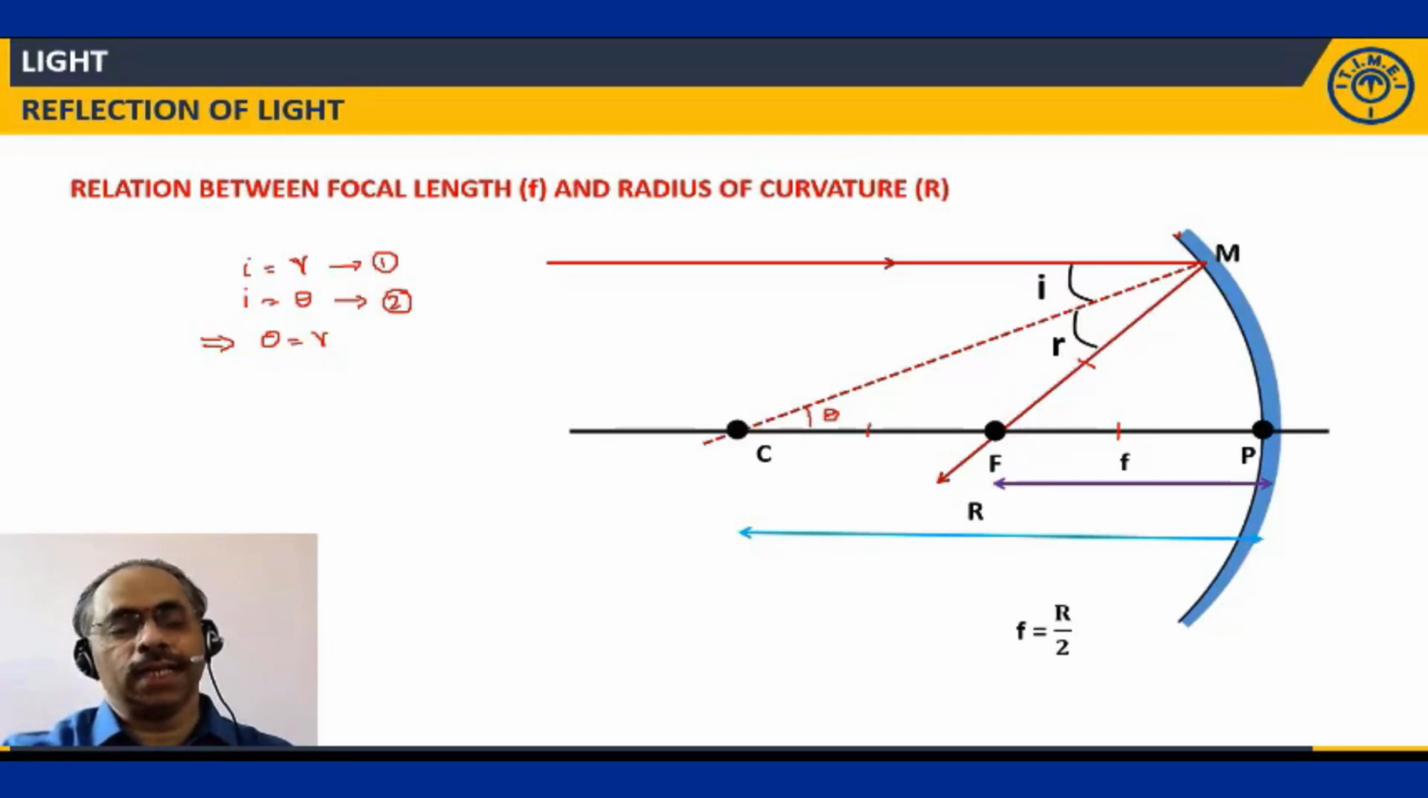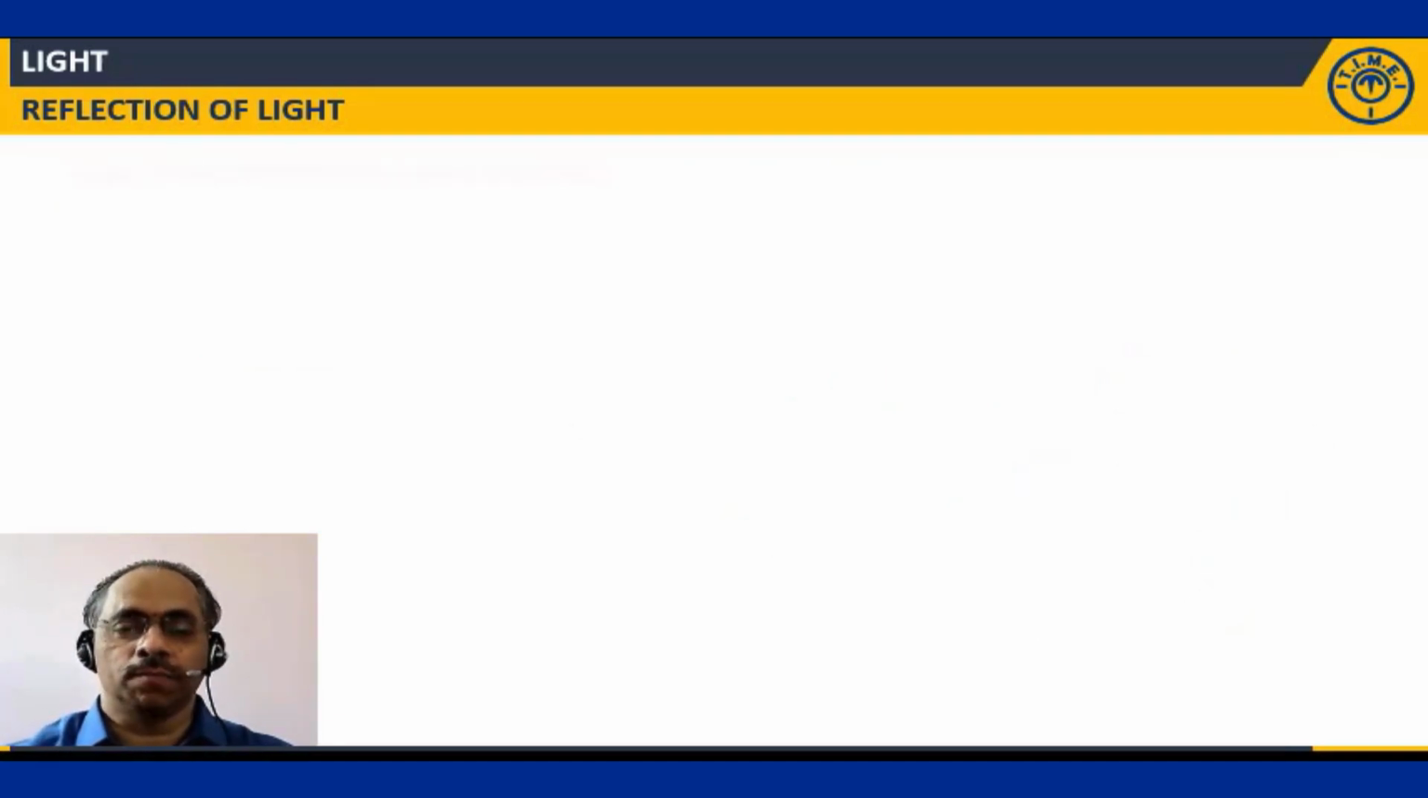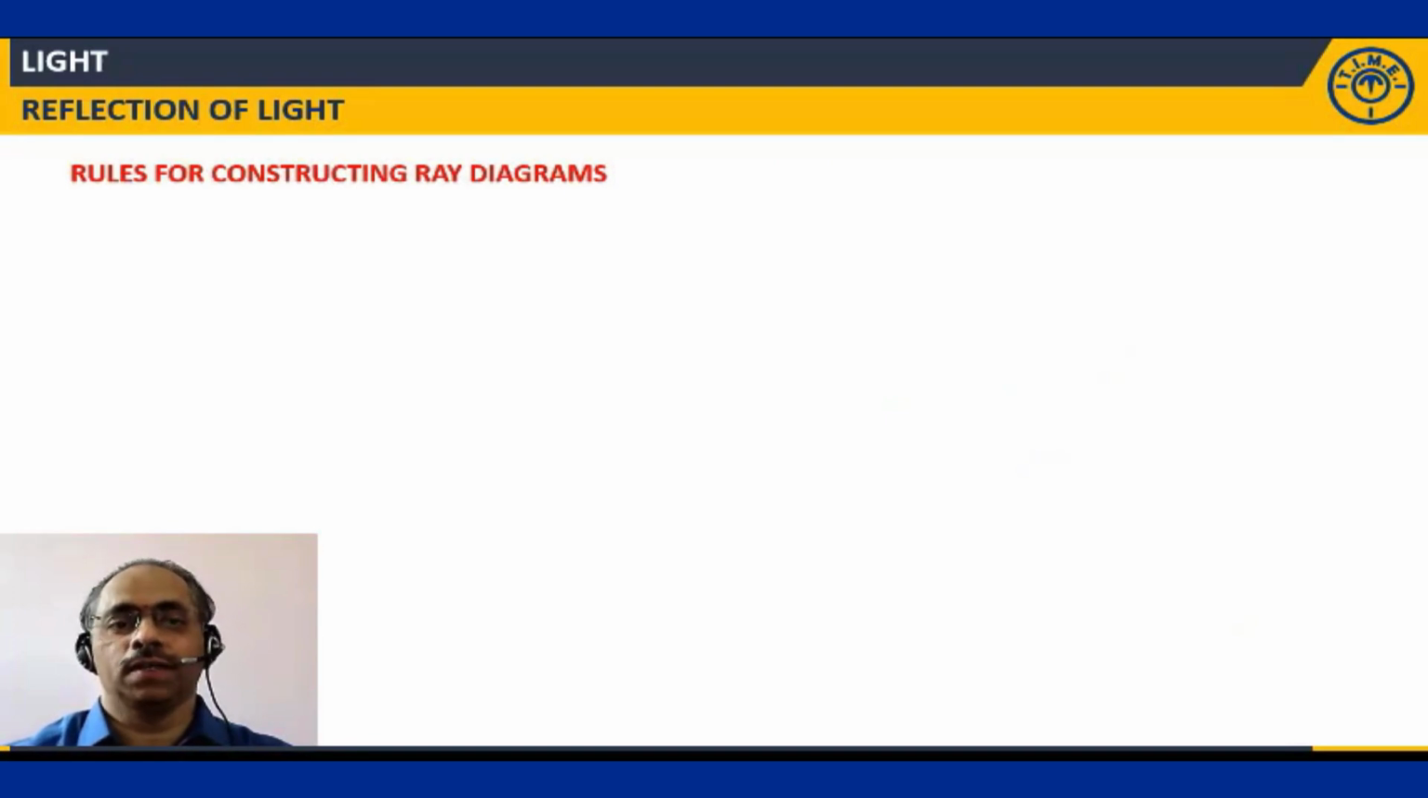Now, before you try this as homework, we need to understand how the light rays incident on spherical mirrors will have a pattern in reflection. For that purpose, we need to know some points, like the rules for construction of ray diagrams. So, what are the different rules we have to follow to construct a ray diagram?